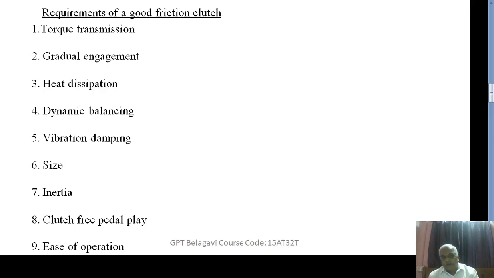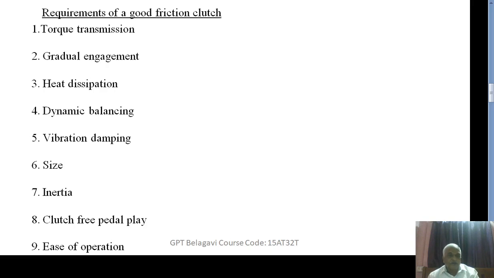The size of the clutch unit plays a very important role. In the case of a four-wheeler chassis, the space is sufficient, but in the case of two-wheelers, there is limited space in the chassis. Therefore, while designing this friction clutch, we have to consider the size. If we minimize the size, it occupies minimum space in the chassis.